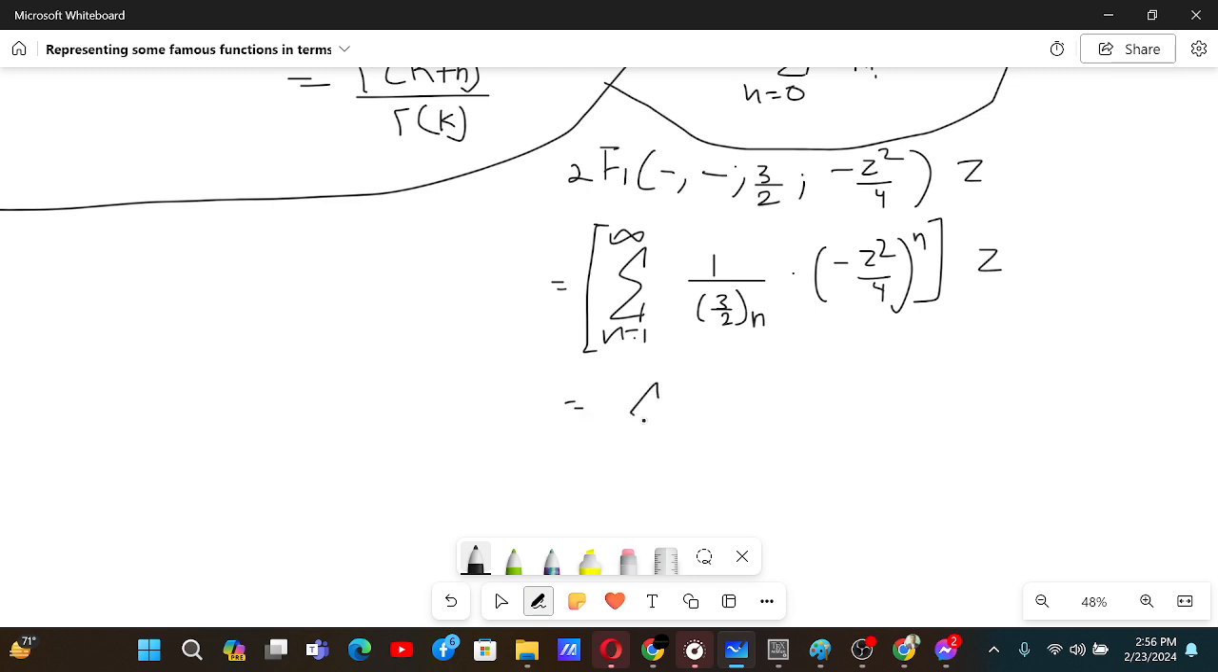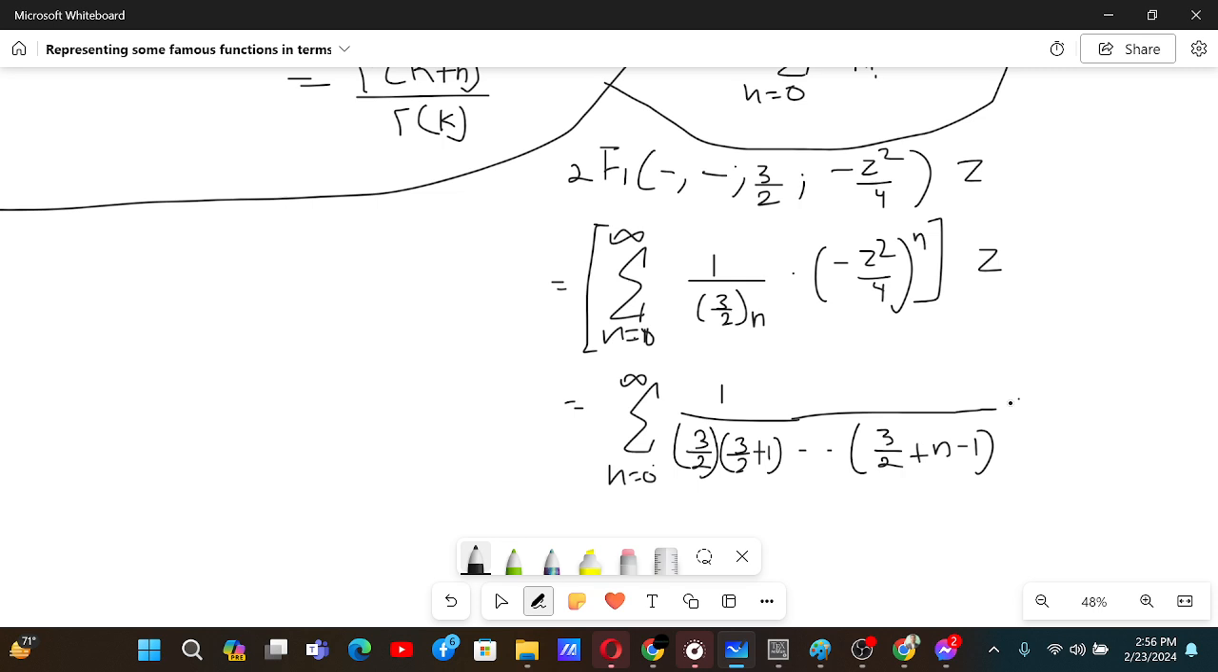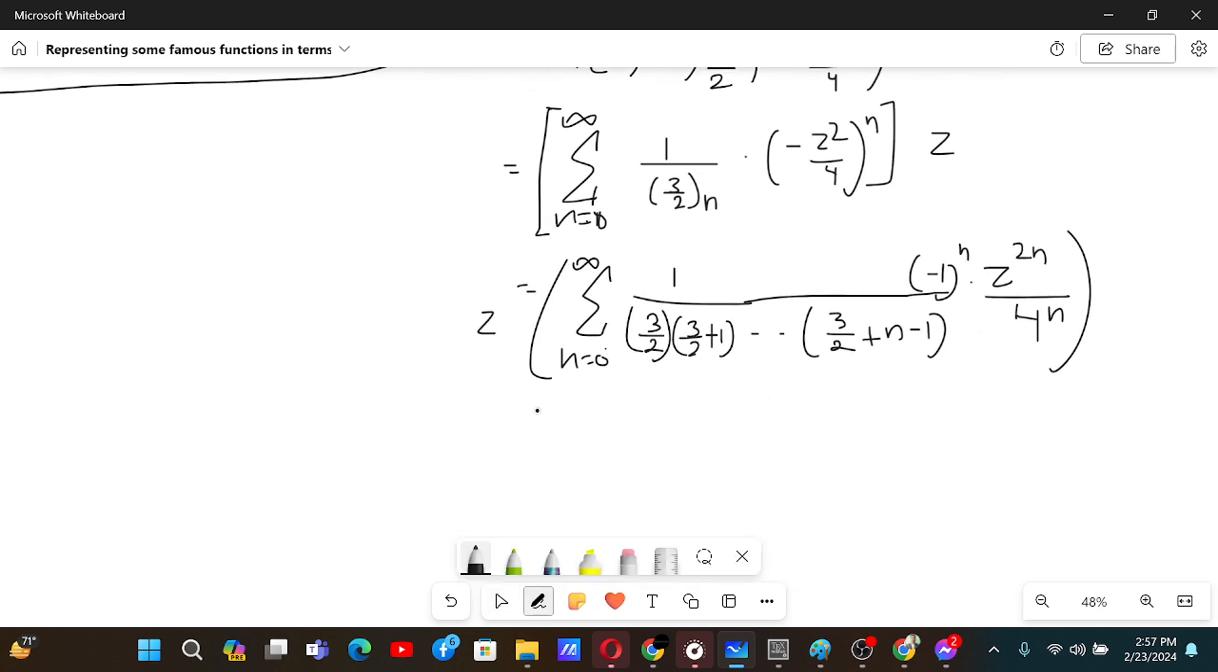So the sum from n equals, not 1, it's 0, n equals 0 to infinity. So we have basically 1 by 3 by 2 plus 1 up to 3 by 2 plus n minus 1. And now this is minus 1 to the power n, g to the power 2n by 4 to the power n, times g. Okay, so now what can we do next?